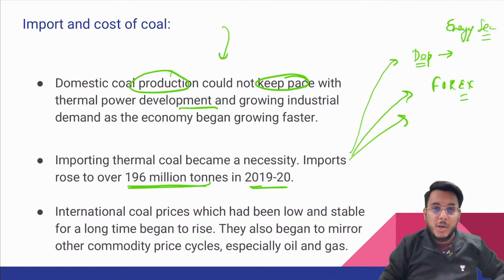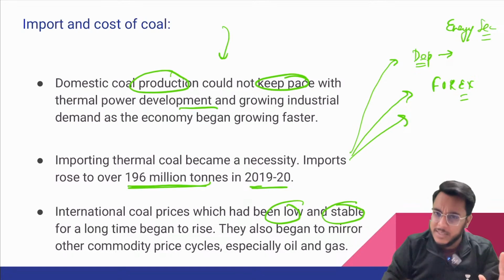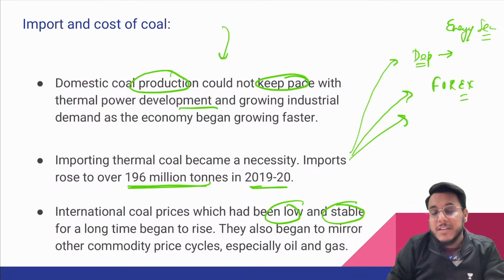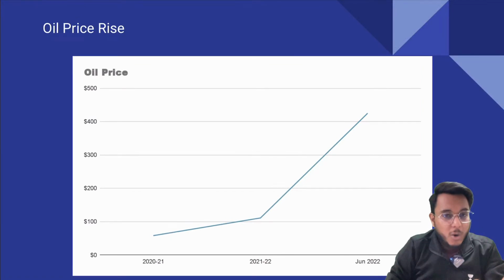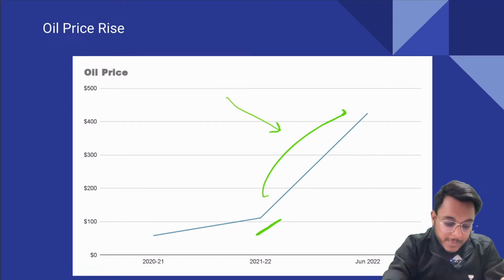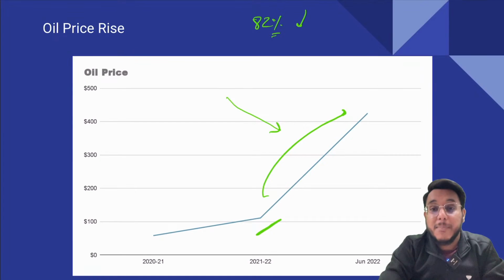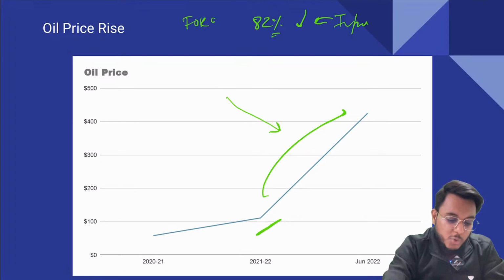Now guys, when we talk about coal, international coal prices have long been stable and low for a large period of time. This was good, but now, in line with other commodity prices, in line with the prices of oil and gas, coal prices have also started to increase. If we see oil prices over the past few years, since 2011-12, and in 2021-2022 especially, oil prices have increased significantly, and in that proportion coal prices have also increased. Understand this: around 82% of India's oil requirement is met via imports. So imports are very high for oil, and for oil we are paying India's crucial foreign exchange.